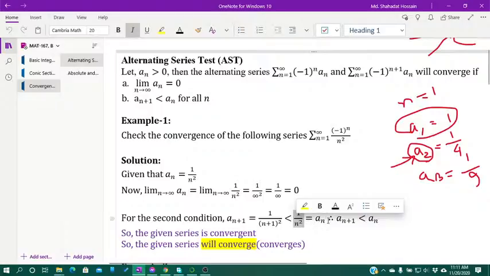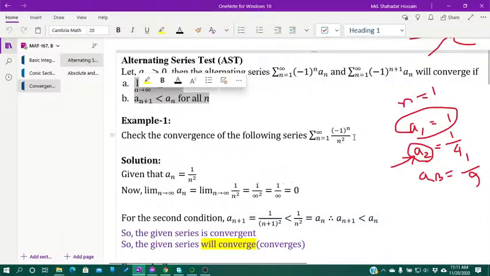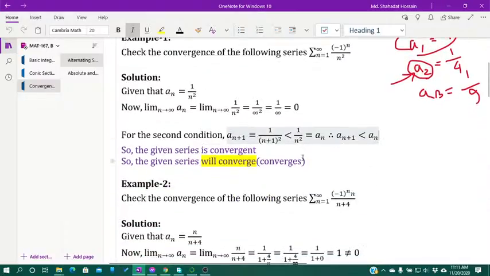So we can decide that this is decreasing gradually. So the two conditions from the definition are satisfied by this series. So we can easily conclude that the series is convergent.